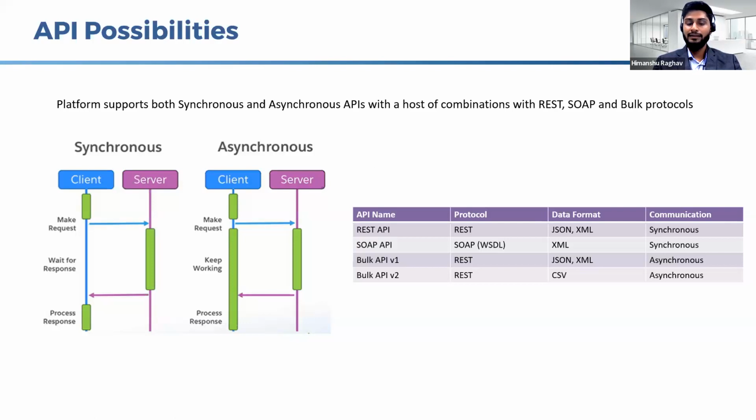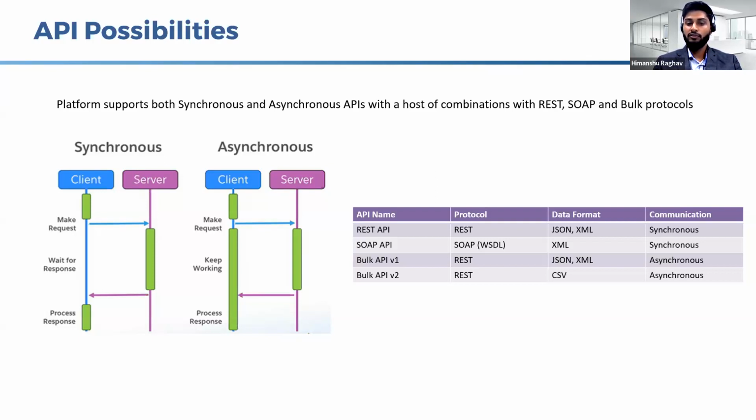Talking about the different APIs available, there is the REST API. The REST API follows the REST protocol and supports two data formats, JSON and XML. The communication process is synchronous, whereas the SOAP API uses the SOAP protocol. The data format it allows is only XML, so no JSON is allowed in the SOAP API. The communication is also synchronous there.